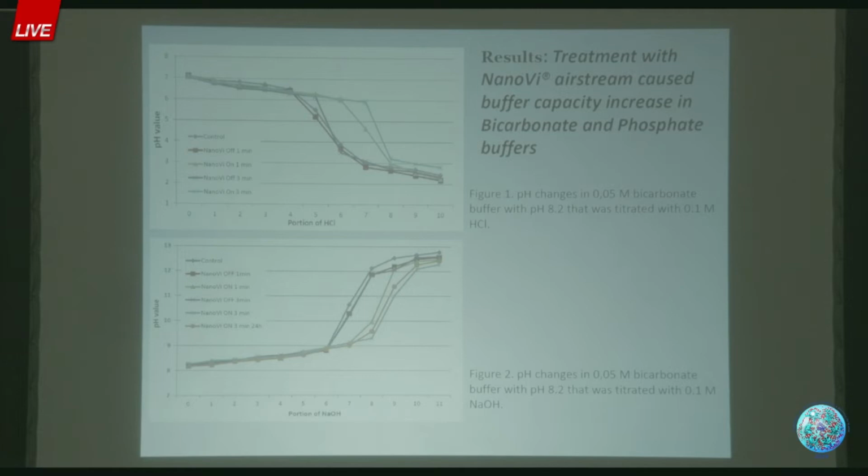In our physicochemical study, we treated water samples with the vapor treated with nano-V. What we did first is titration of bicarbonate and phosphate buffers with acid and alkali. Here are the results with only the bicarbonate buffer. This simple method luckily allowed us to trace the increase of buffer capacity in our models.